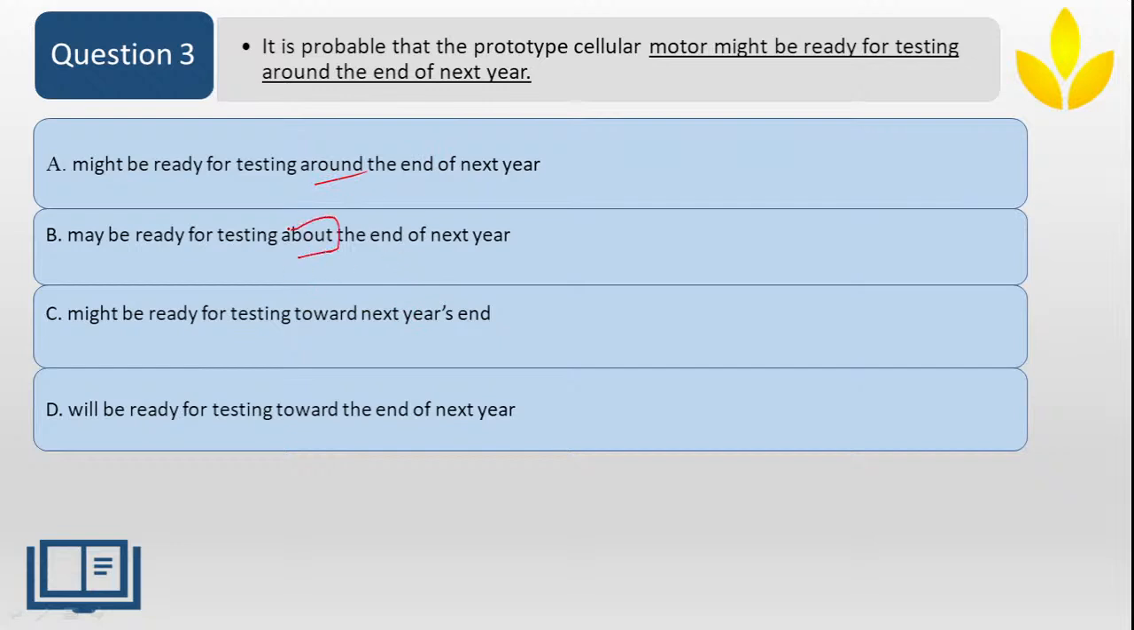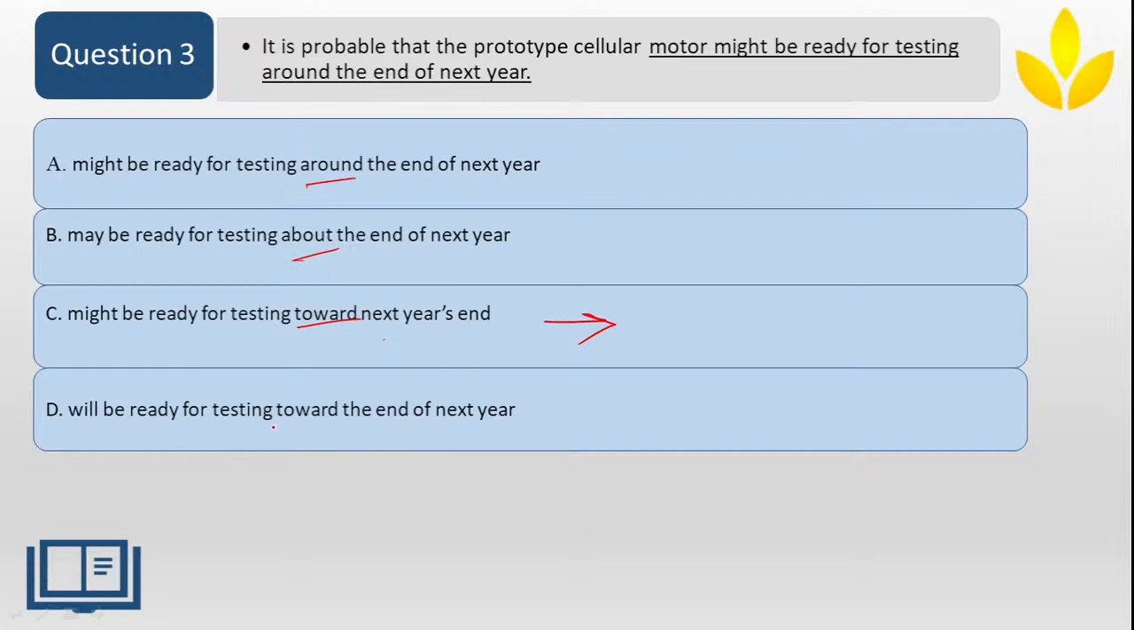About is like you are giving detail on something. For example, talk about, you are going to specify the detail about particular thing. So toward is the direction of forward, preposition of direction. Will be ready for testing toward the end of next year.